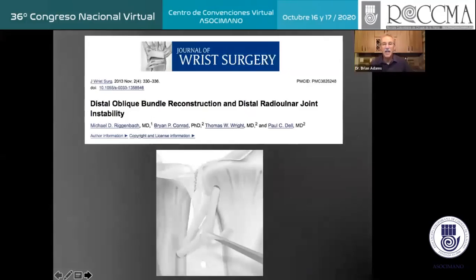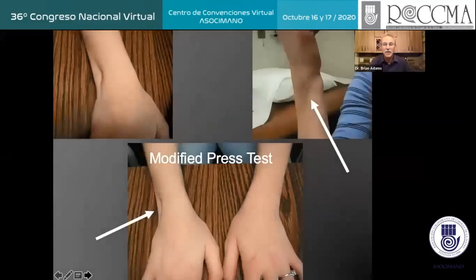And in fact, there are now reports showing the ability to reconstruct the distal oblique band. I have not yet had the opportunity to do so, but many others have throughout the world. And I think we're going to see more publications about the reconstruction of this and the importance of it in restoring stability.